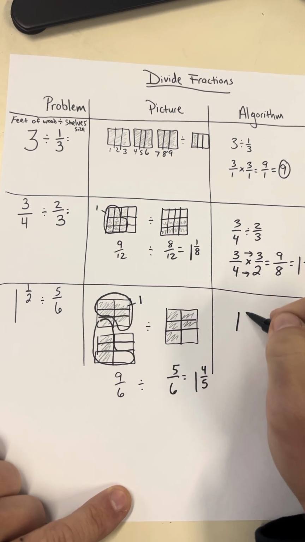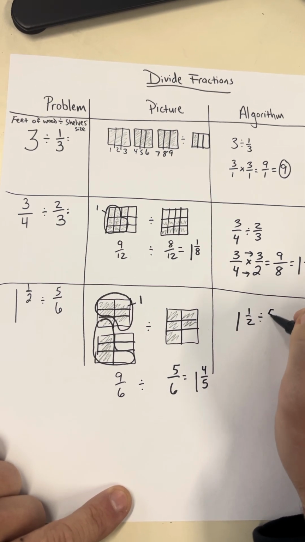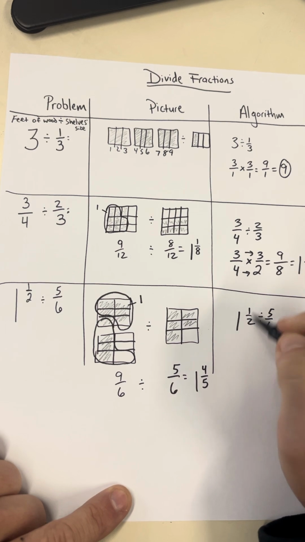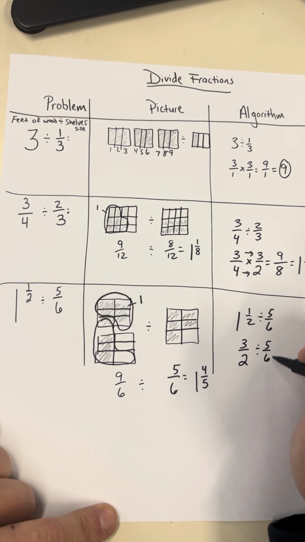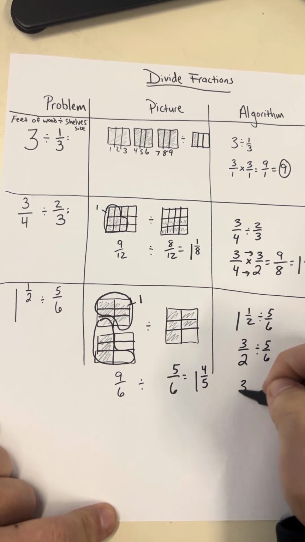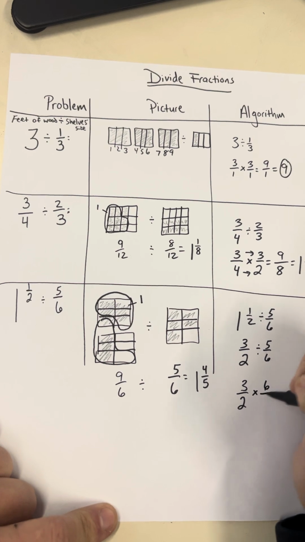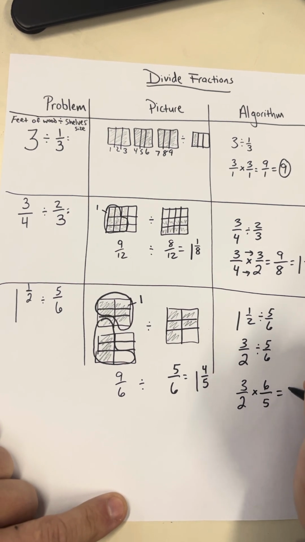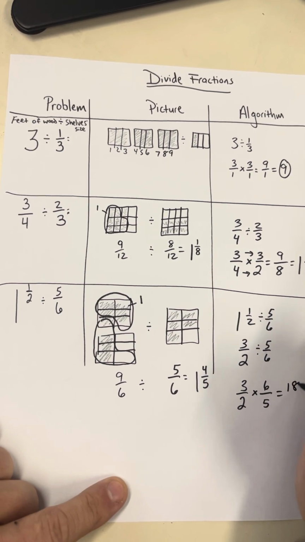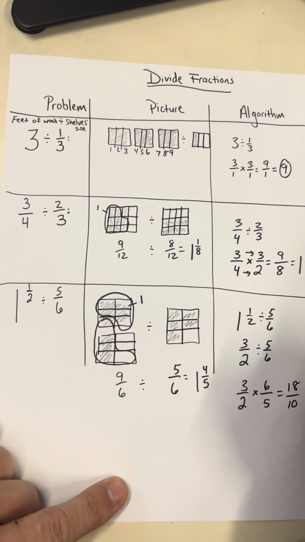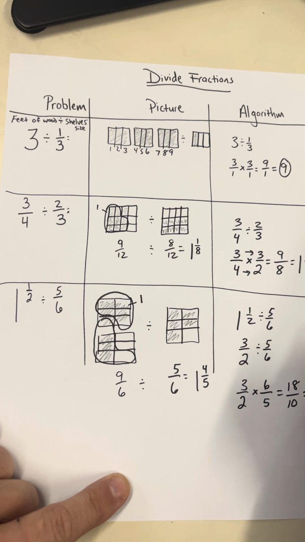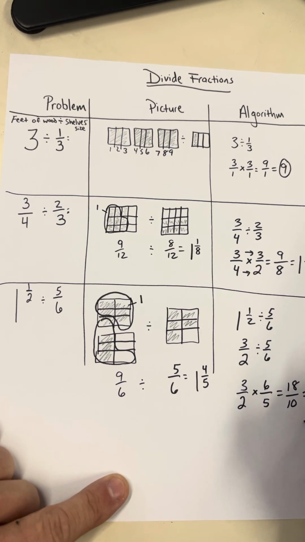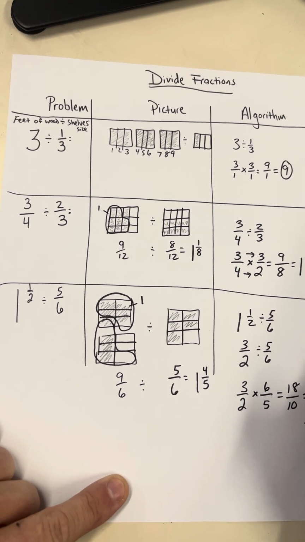Now, if you're looking for the algorithm, that's fine. Here's how it looks. I'm going to turn this into 3 halves, which is technically what I started with, 1 1/2, and I'm going to divide that by 5/6. But I can flip that into a multiplication problem as long as I know what I'm doing. And I'm going to get 18 tenths. That's fine. What would that look like? That's 1 8/10, which is simplified down into 1 4/5.